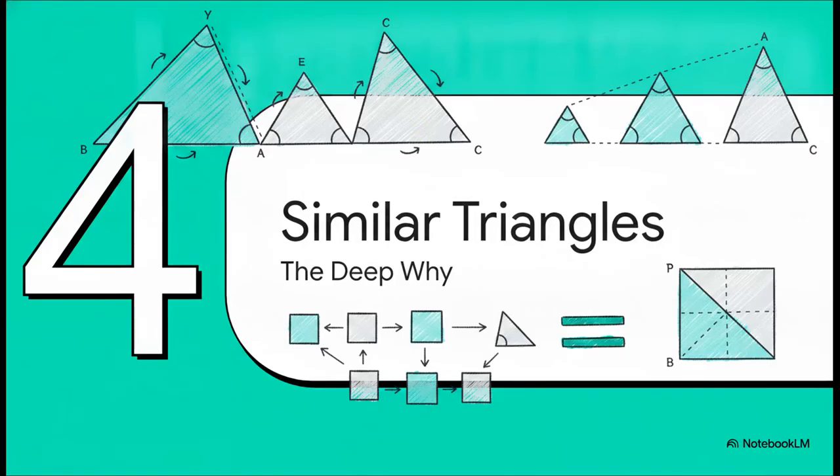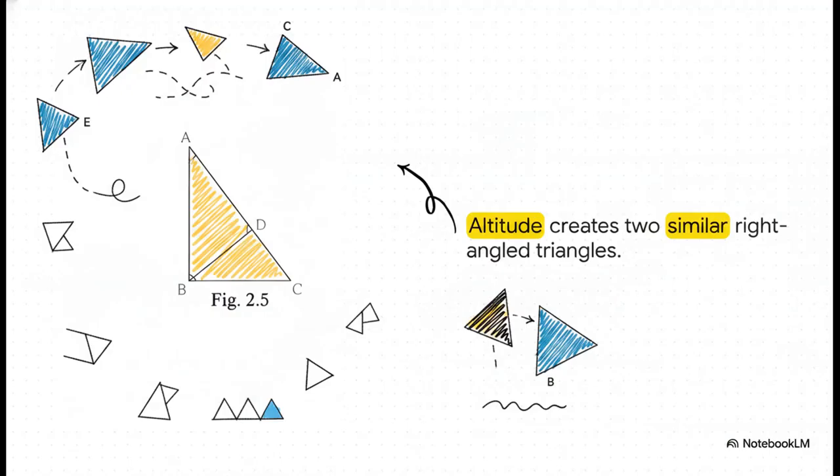Section 4. Proving with similar triangles. The deep why. All right, we have seen the what and the how. Now let's dive into the deep why by looking at the proof. Take a look at the large right-angled triangle ABC. Imagine we deliberately draw an altitude. That's a straight perpendicular line segment starting right from the 90-degree angle at vertex B, straight down to the hypotenuse AC. We will call this line segment BD.